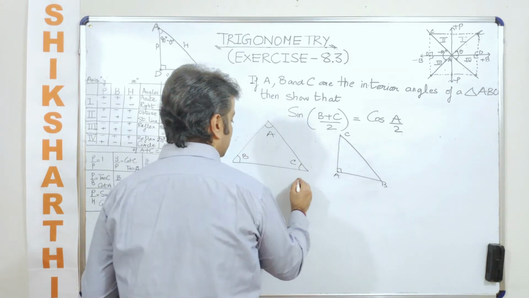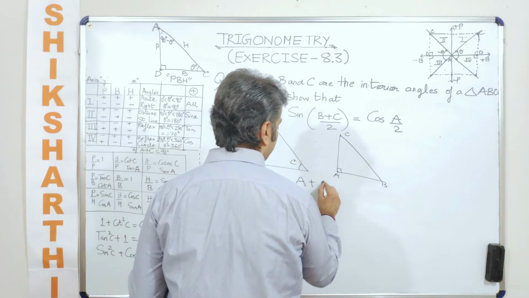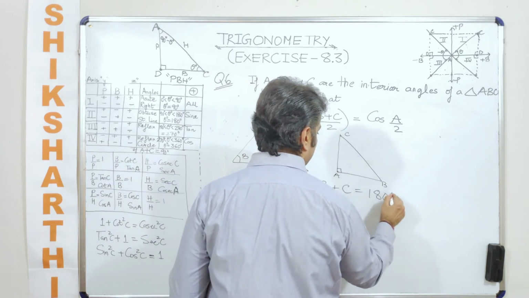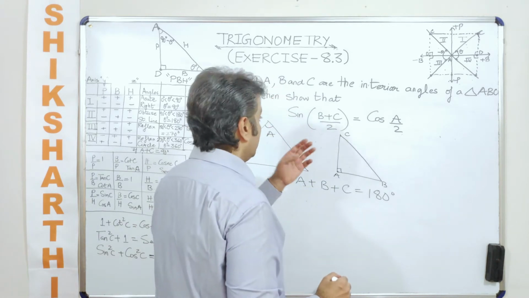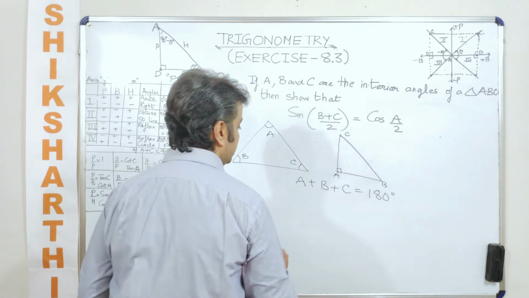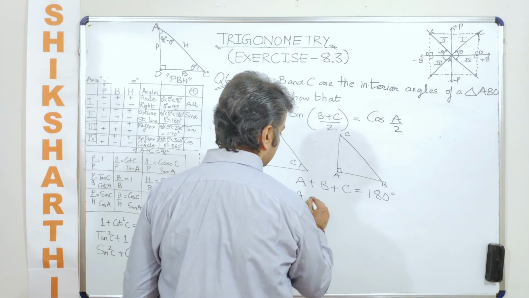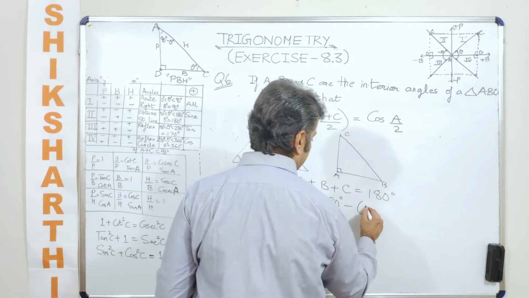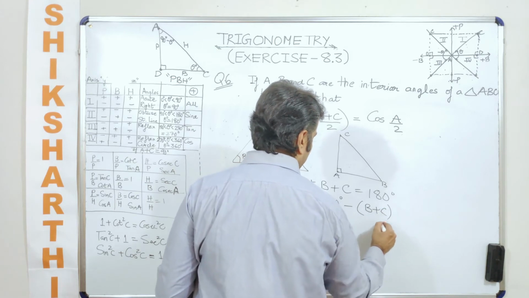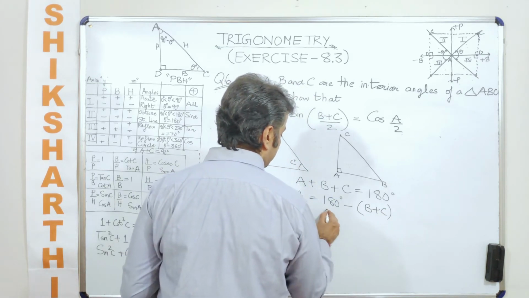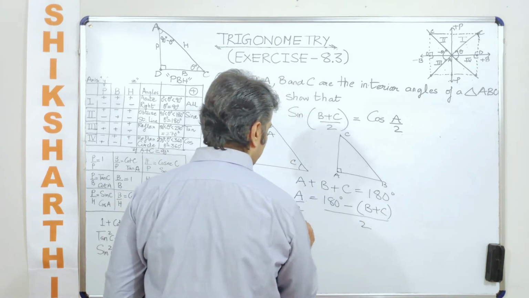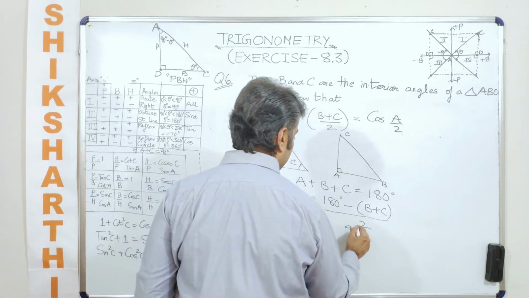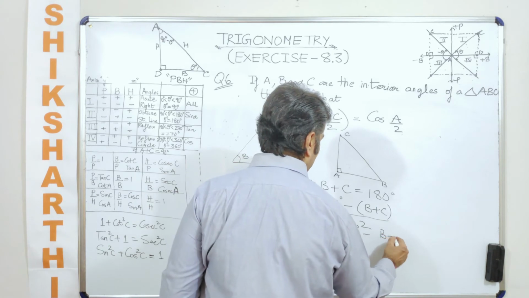So we know that the sum of all interior angles of a triangle is equal to 180 degrees. Now we need to have A on one side and B plus C on the other side. So can I say that this can be written as A is equal to 180 degrees minus (B plus C), and then I divide both the sides by 2. So in that case, what am I getting? I am getting A by 2 is equal to 90 degrees minus (B plus C) by 2.